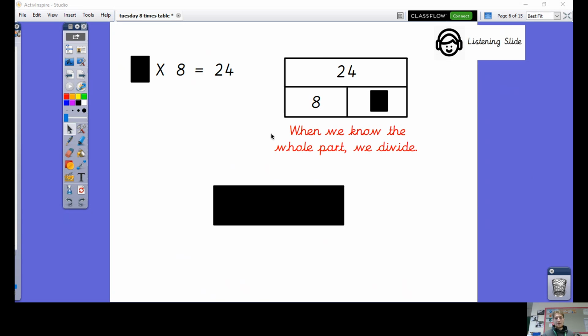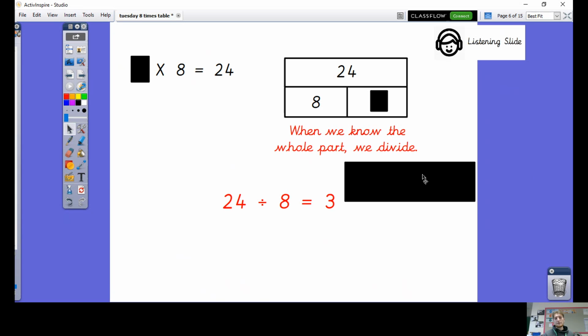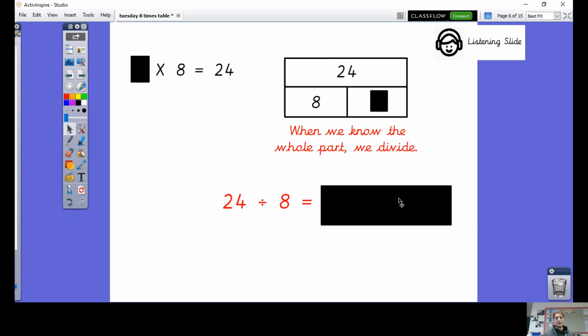Okay, so the rule we came up with last term, wasn't it, is when we know the whole part, we divide. So we know the whole part here is 24, and we have another part here which is 8. So I know the division number sentence we're going to have to be writing is 24 divided by 8. So we need to find out how many times 8 goes into 24. And I can count up on my 8s to help me. So I'll start from 8, 16, 24.